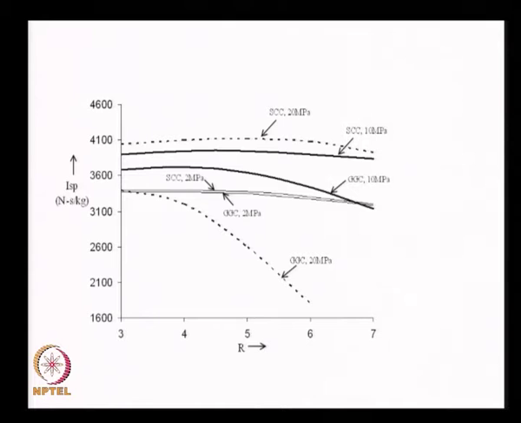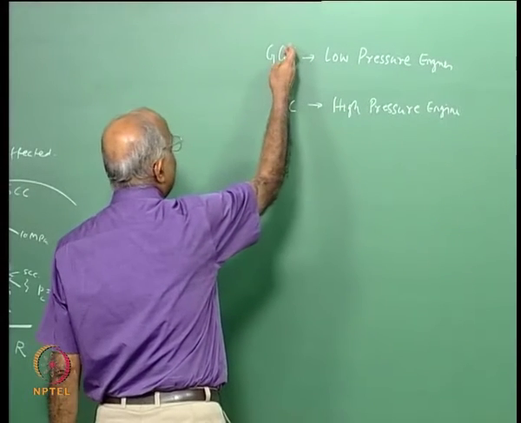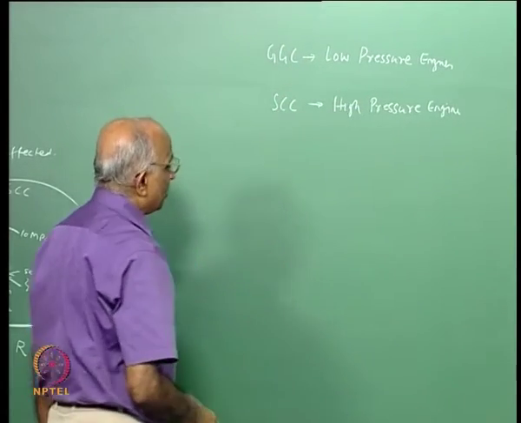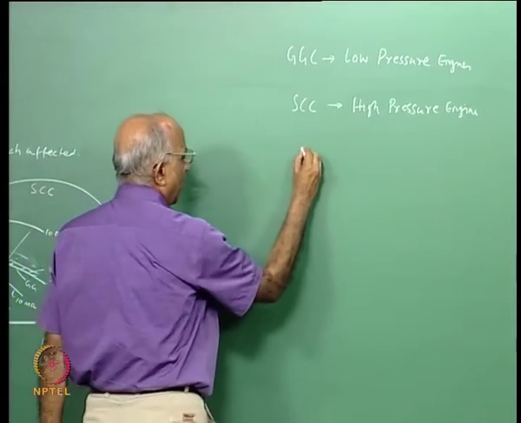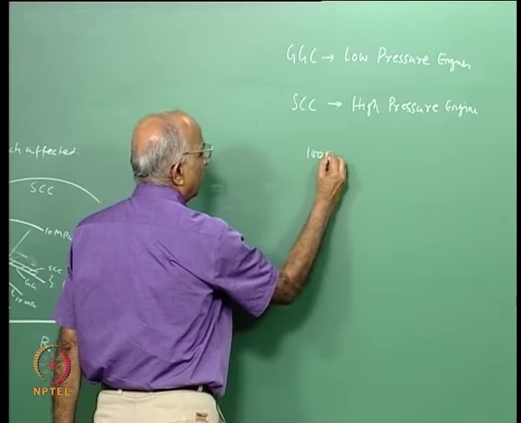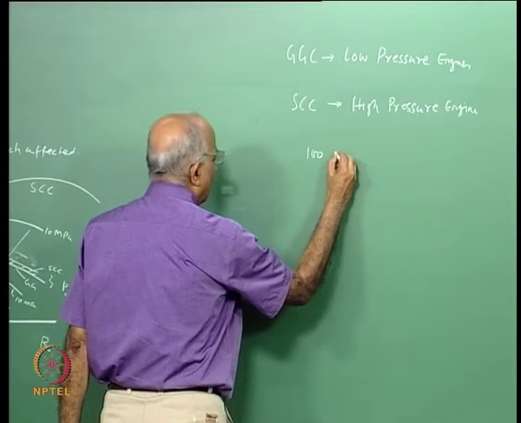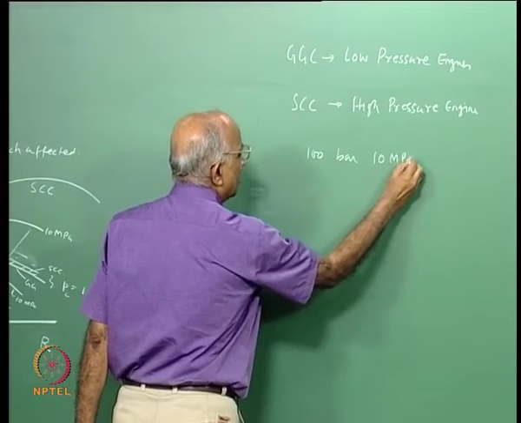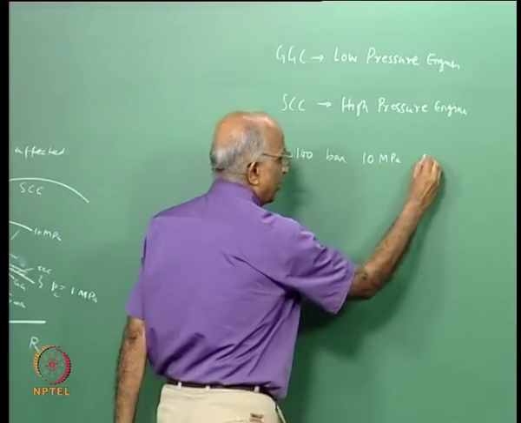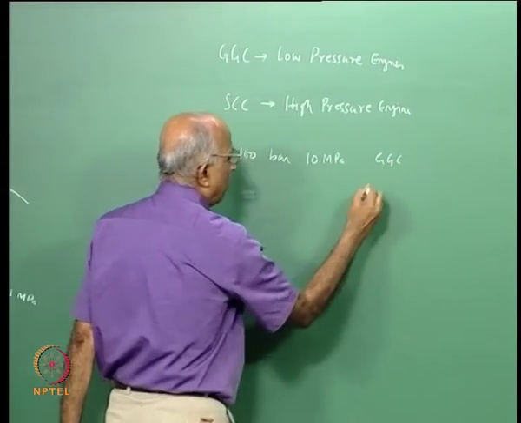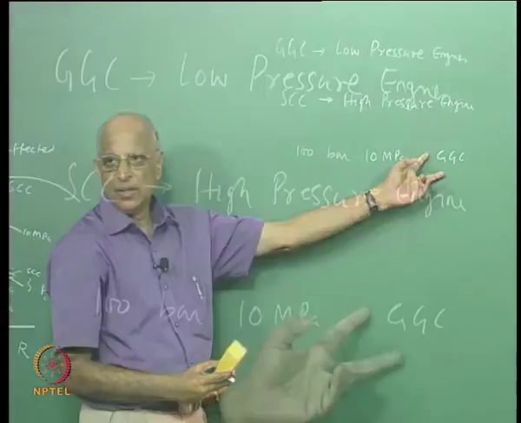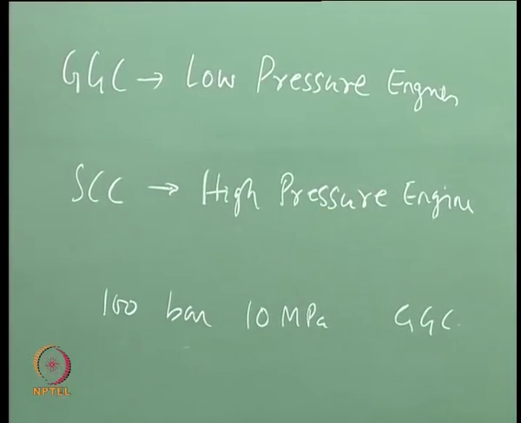In other words, all I am trying to say is, if I have a low pressure engine, maybe a GG cycle is adequate. If I have a high pressure engine, it is necessary to go for a stage combustion cycle, and generally for cryo engines, 100 bar or 10 MPa seems to be the limit for a gas generator cycle. Above this, to operate a gas generator cycle, you will lose more than what you can gain, and this is how we do a cycle analysis.